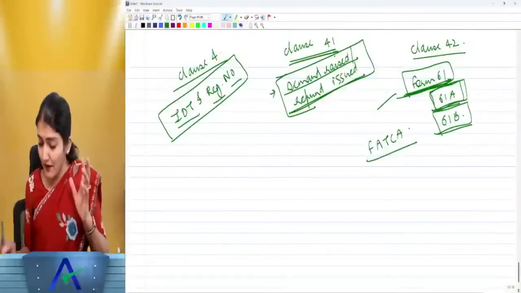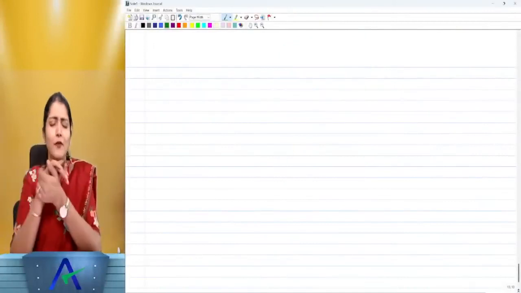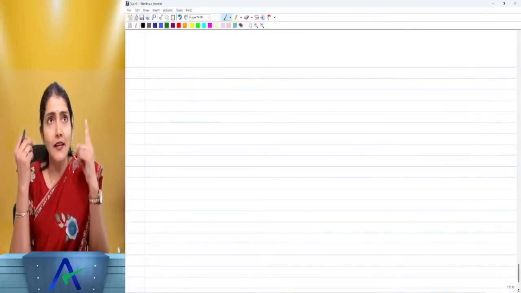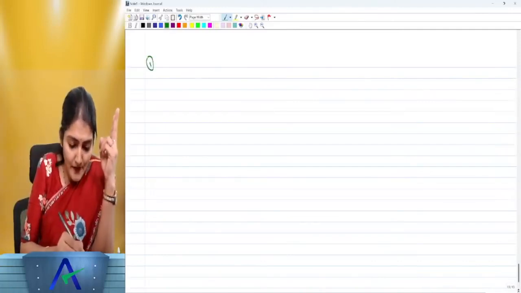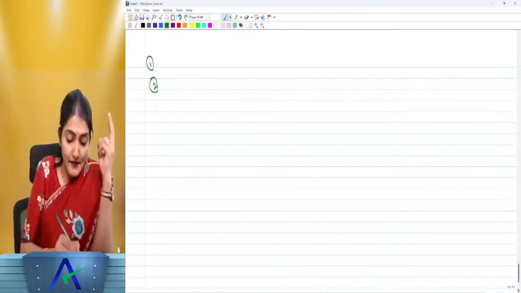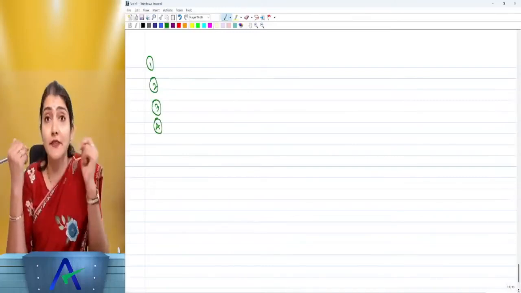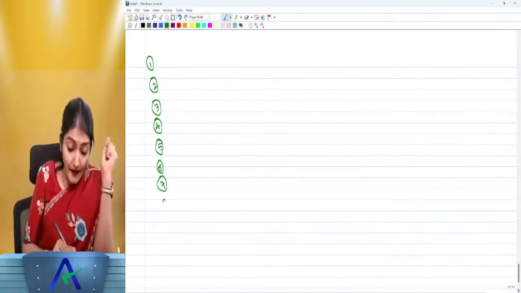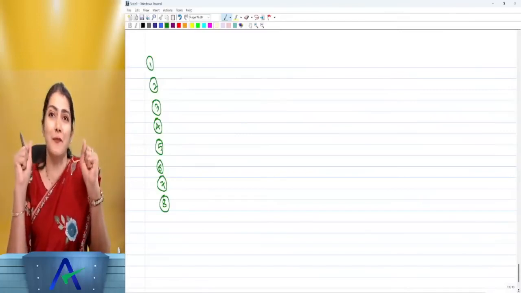Okay, right. So now, if we look into the 44 clauses of the form 3CD, what is clause 1? It is regarding the name of the assessee. Clause 2, the address. 3, the PAN. 4, we just discussed, indirect tax and the registration number. 5, status. 6 and 7, previous year and the assessment year. 8, the relevant clause of 44AB under which the tax audit is being conducted.